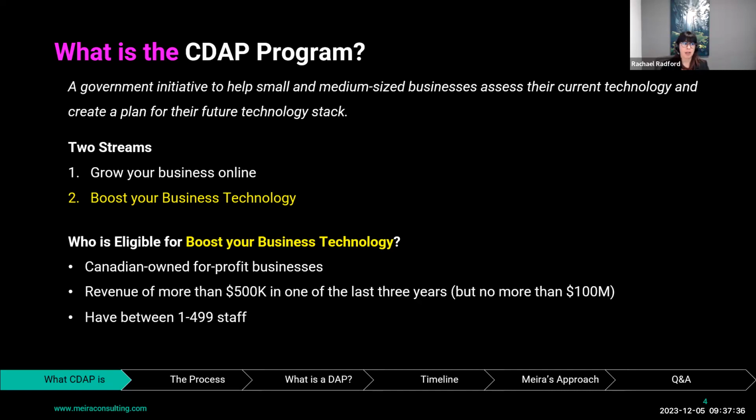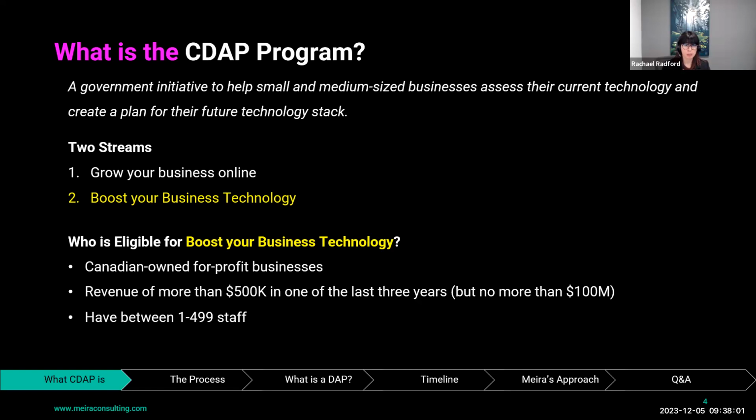So another useful grant. The Boost Your Business Technology grant is specific to doing a technology assessment, so a tech stack assessment in your business. What are the technologies that you use today? What should go? What should stay? What net new might make sense to bring in either now or within the next 3 to 5 years? And that is where Mira is a digital advisor for this Boost Your Business Technology grant.